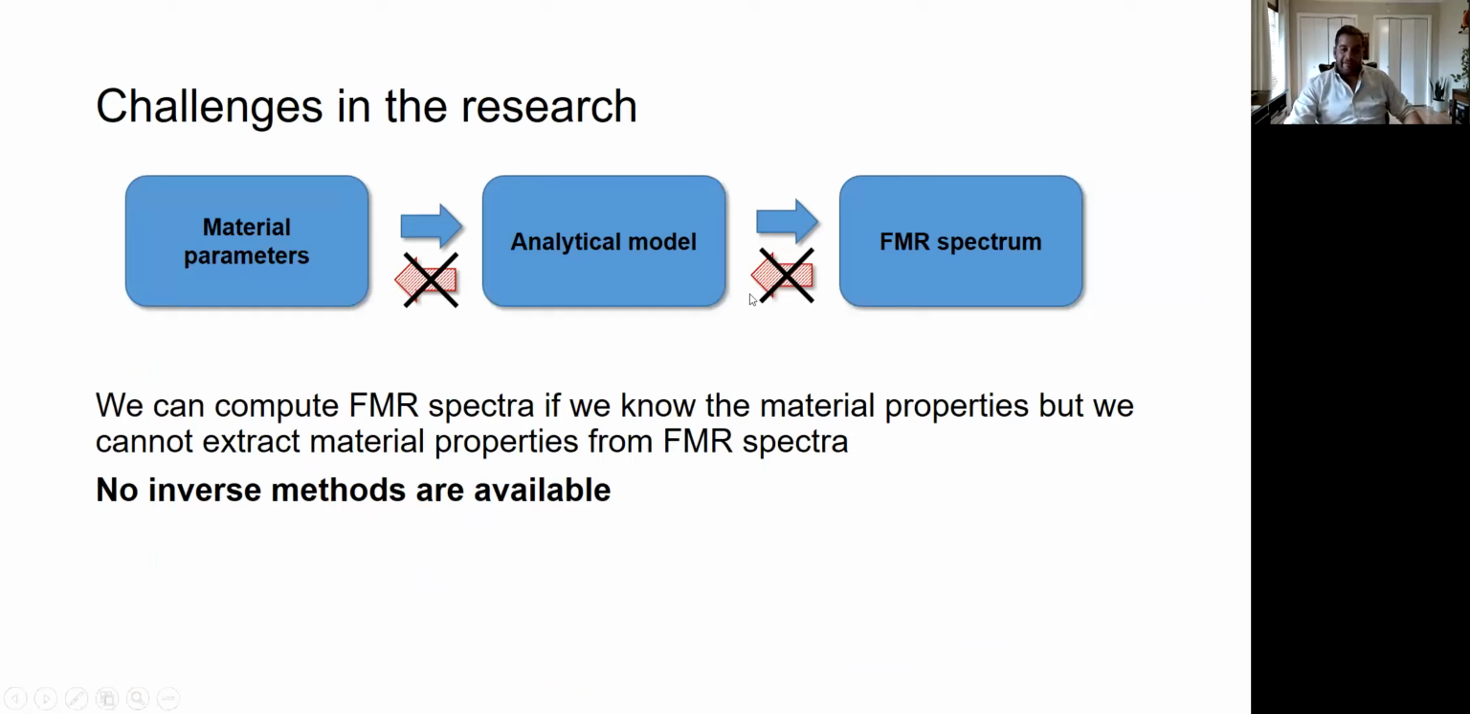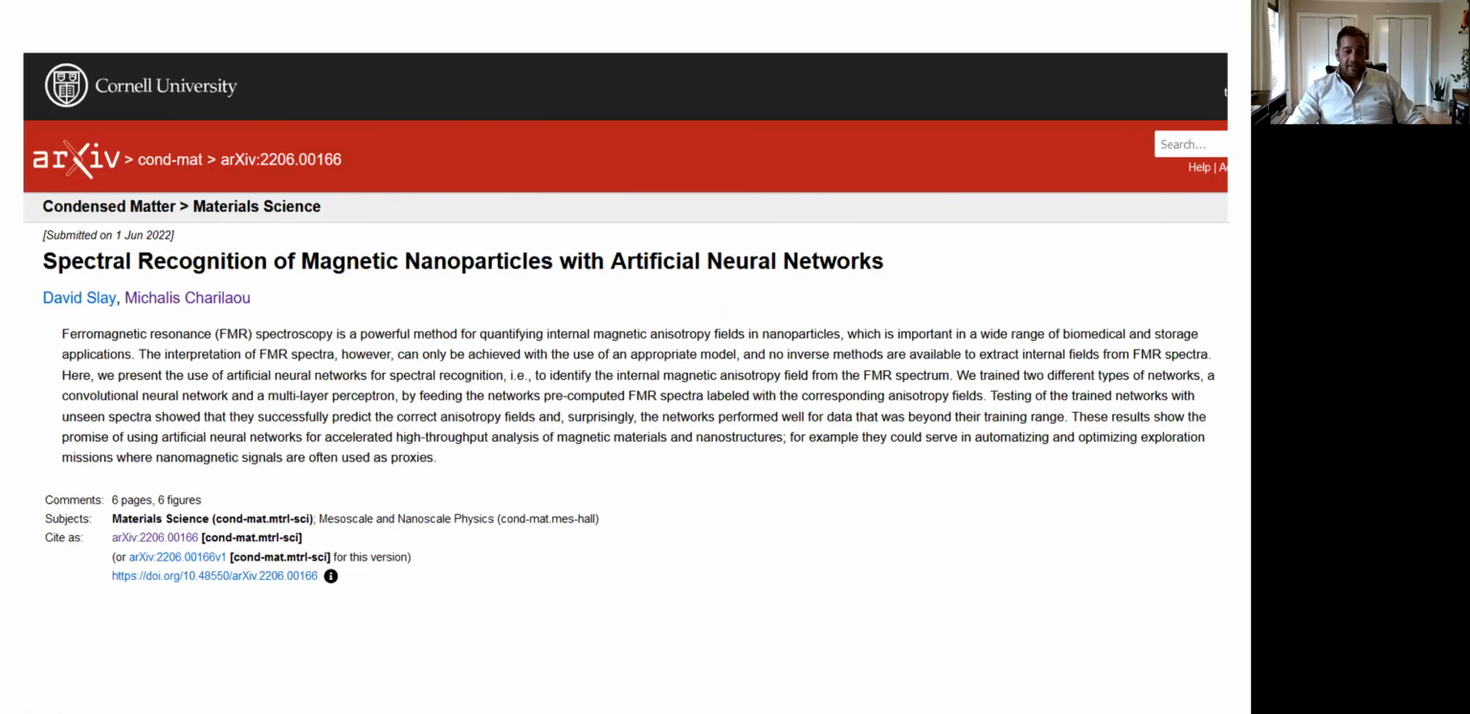But it would be beneficial to have an inverse method here, where we can take an FMR spectrum and, just by looking at the spectrum, know what type of fields we have in the sample. So this is the challenge we have here in our research. And not just that, this is the whole field. There are no inverse methods for most magnetic methods. And this brings us to the main topic, which is the use of artificial neural networks for identifying this.